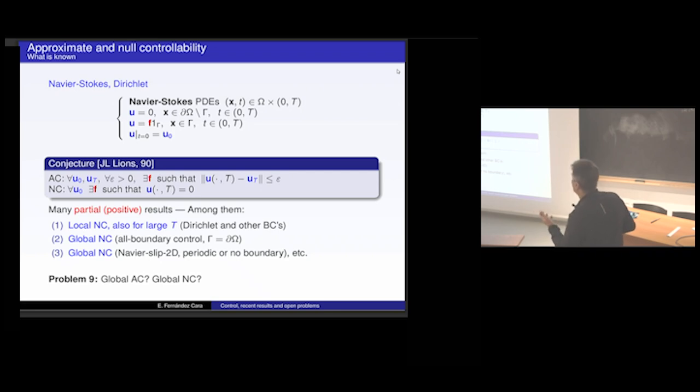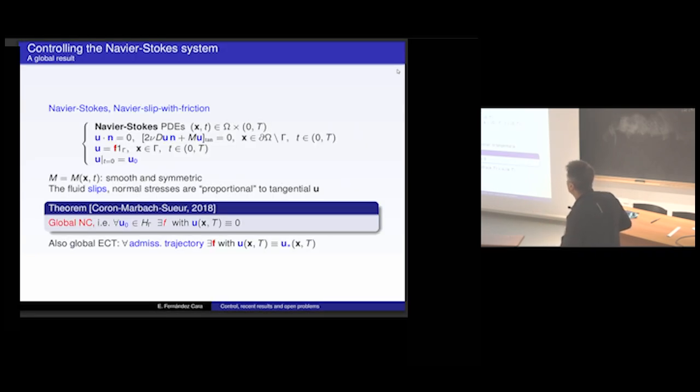Among all the provided results, there is one, relatively recent, due to Coron, Marbach, and Sueur, that says that the answer is yes if we change the boundary conditions. If instead of assuming u equal to 0, where we do not put control, we assume that the fluid can slip on the wall. This is called a slip condition.